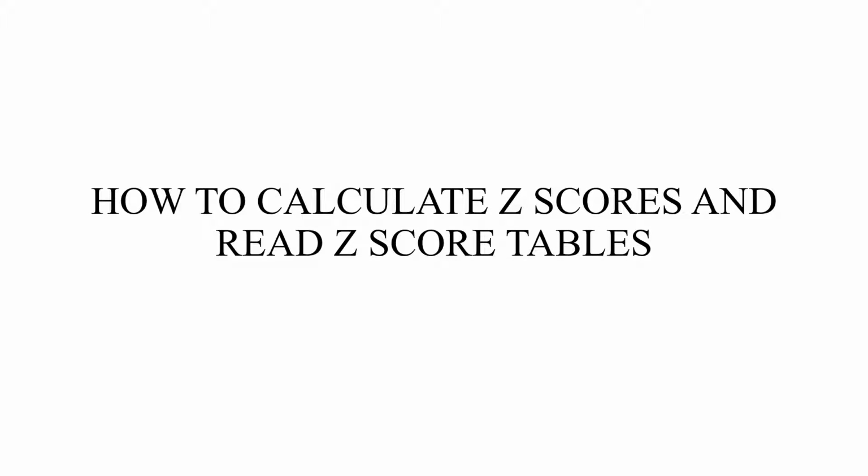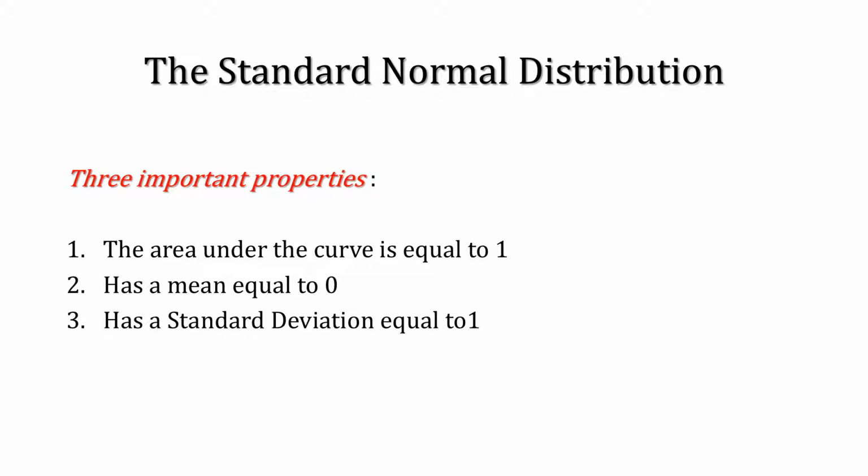The purpose of this video is to help you calculate z-scores and use the z-score table. The standard normal distribution has three important properties to remember. The first property is the area under the curve is equal to 1. The second property is a mean equal to 0. And the third property is a standard deviation equal to 1.